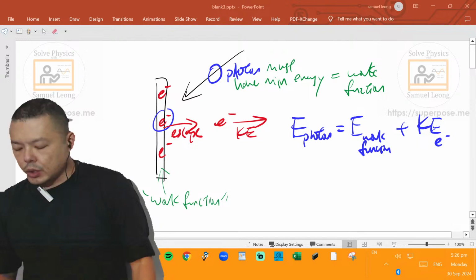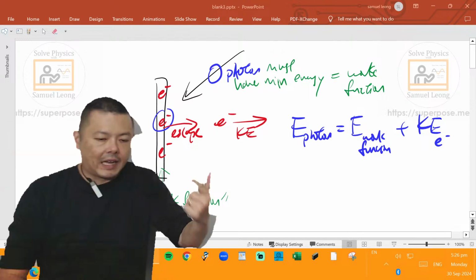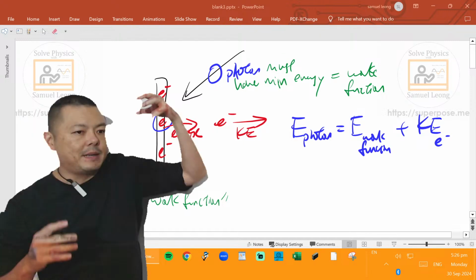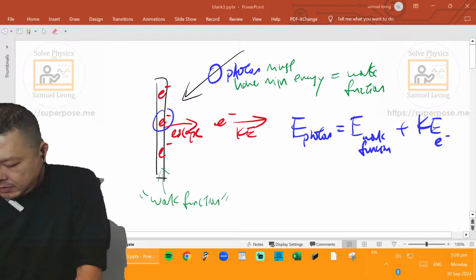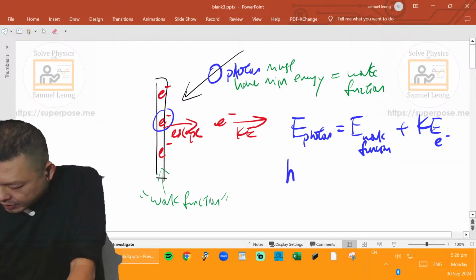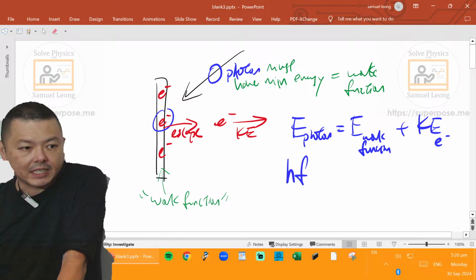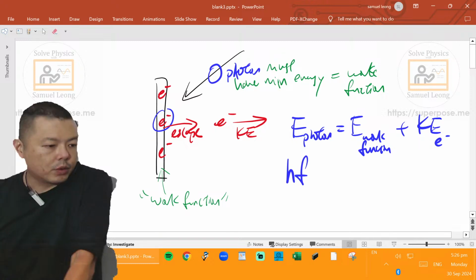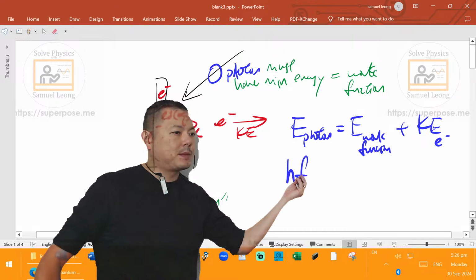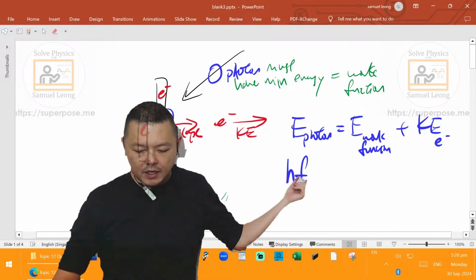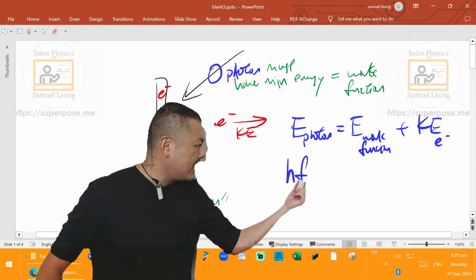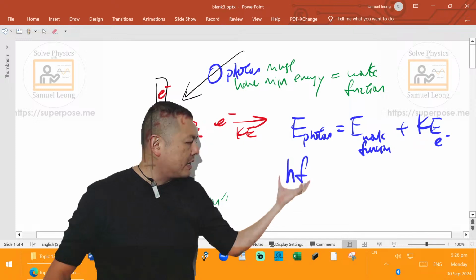So now we have to go into a little bit of small details. The photon's energy is dependent on what? What's the equation for the photon's energy? Right, the photon's energy is hf. Frequency refers to the color. So there must be a minimum frequency, a minimum color, in order to emit the electron. So this hf tells you the total energy of the photon.